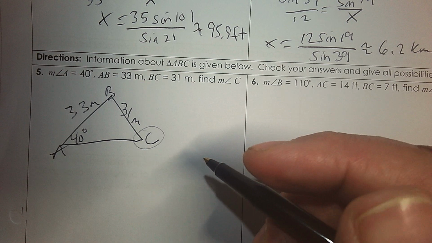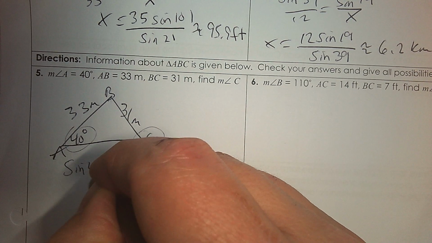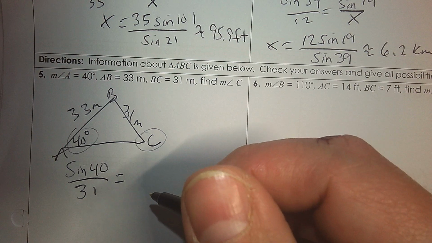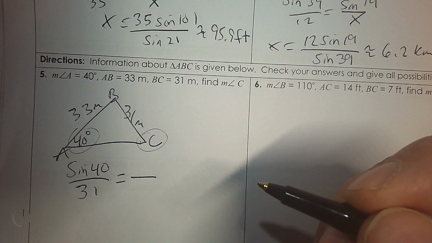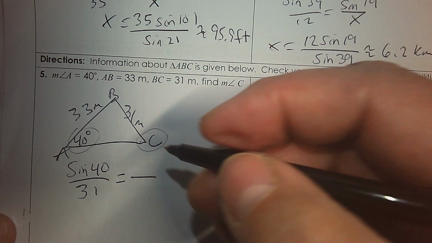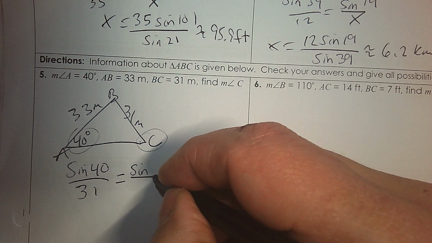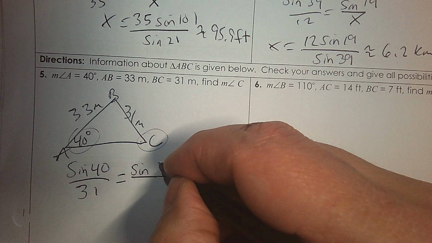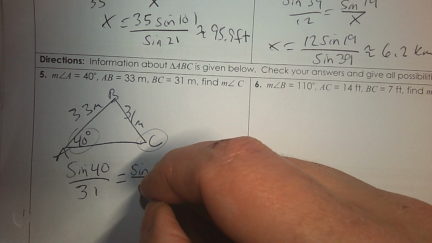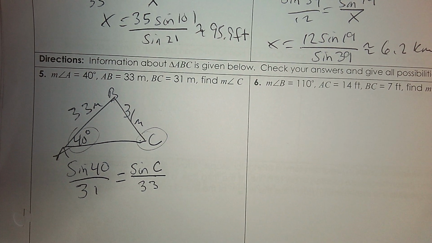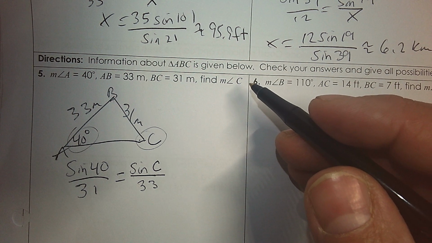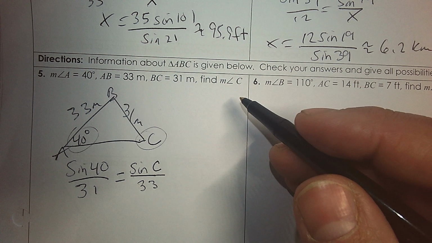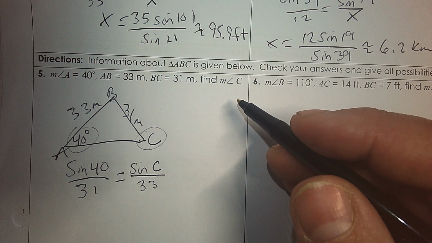So in this situation, you have an angle, sine 40 over 31. Now, in this situation, we don't know this angle here. So all we can do is sine, and we can have a variable. So sine of big C over 33. So we don't know the angle. This is an indicator that it is ambiguous. There might be two answers that could work to make that triangle. So whenever you use the law of sines to find a missing angle, it is ambiguous. It may not work, it could work once, or it could work twice, and we have to figure it out.